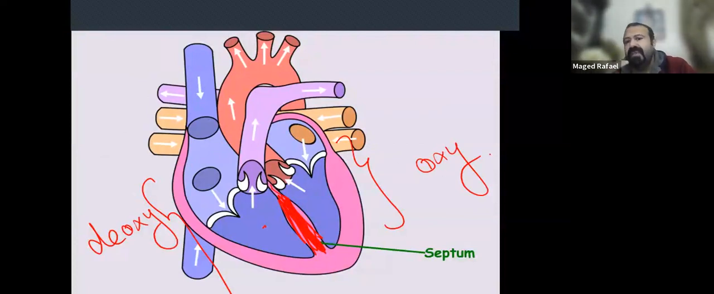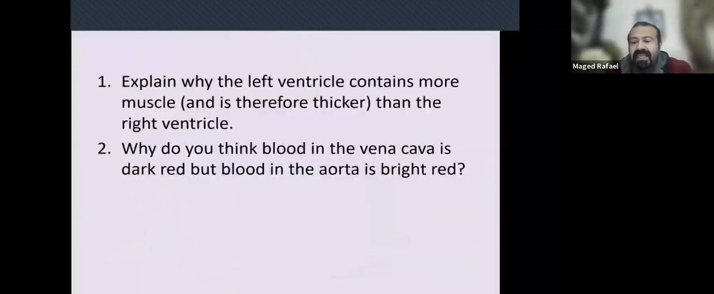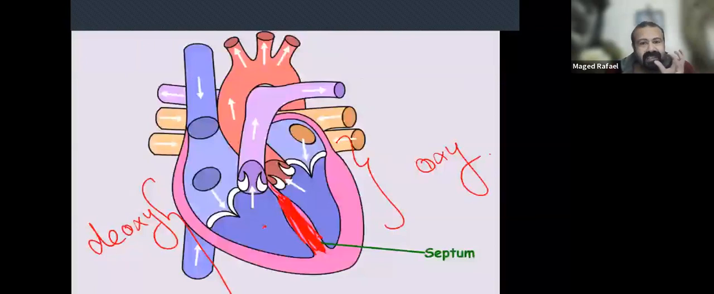Why do we need this? Because we need a high concentration of oxygen in the left side in order to be delivered to the rest of the body. If we have mixing or a mixture of blood, this will definitely reduce the amount of oxygen to be delivered to all of the respiring tissues. That's it. This is how the heart works.